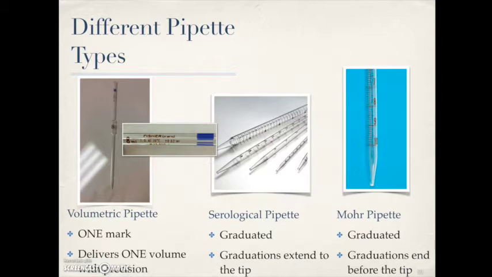In the serological pipette in the center, we want to dispense all of the liquid from that. It is designed specifically all the way to the tip to deliver that amount. However, in the Moore pipette at the right, we would stop at the 10 milliliter mark dispensing if that's how much we wanted to dispense. Always make sure you check what type of tip you have on your pipette before you use it so you know exactly how much liquid you're dispensing.